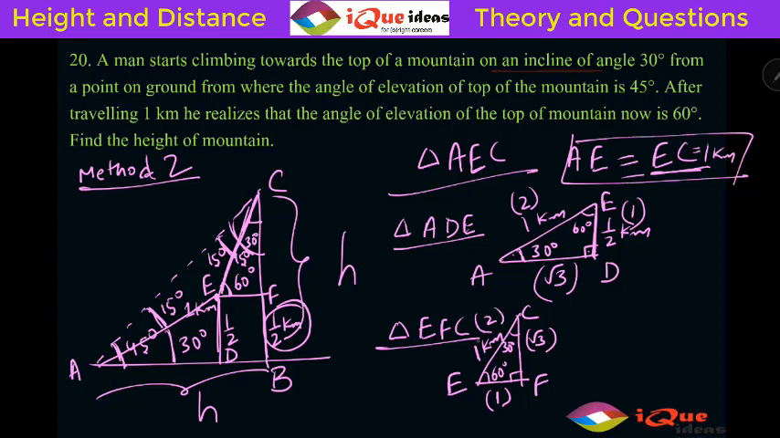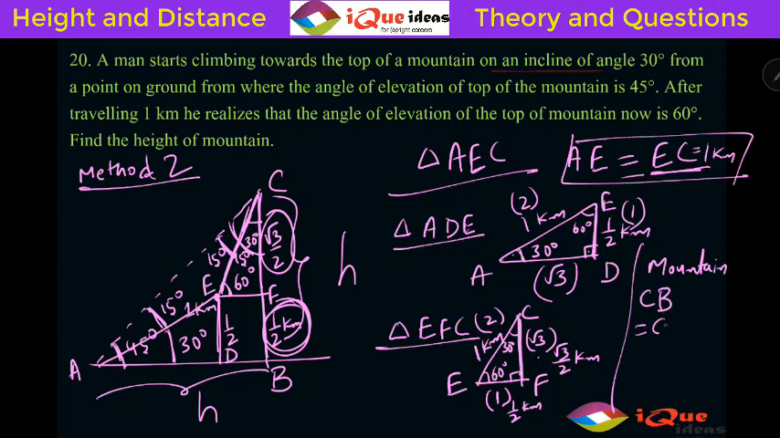So 2 is 1 kilometer. So 1 will be 1 by 2 kilometer. So this root 3 will be root 3 into 1 by 2. So directly it is root 3 by 2 kilometers. Which one? CF. So we get the length of CF as root 3 by 2. That is CF root 3 by 2. And from there you can very clearly see that the mountain height is actually CB.